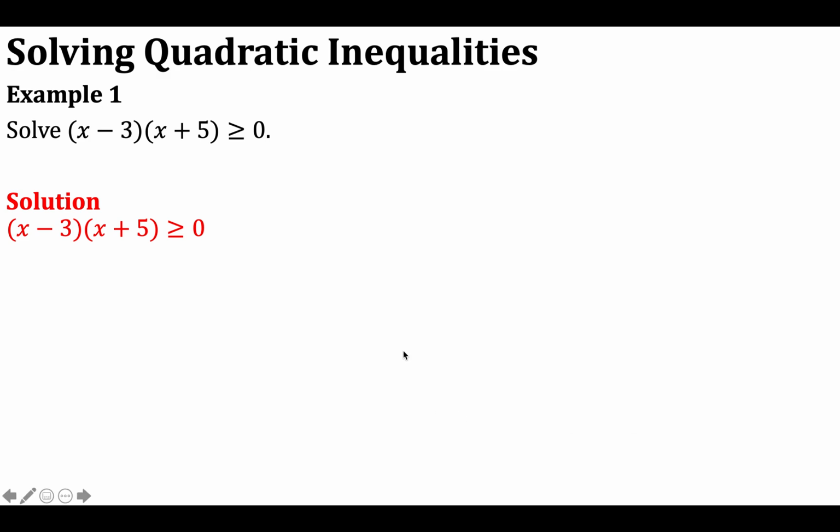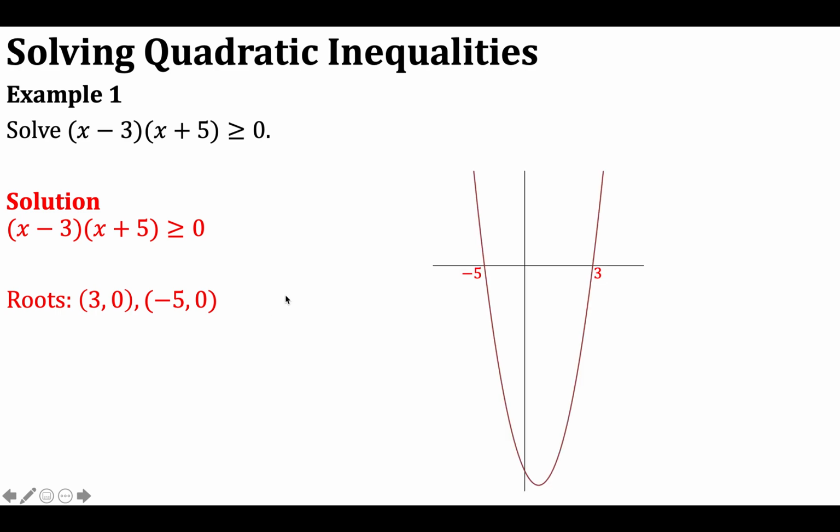So our roots from this bracket would give us x equals 3, so one of the roots will be 3, 0, and from this bracket x would be negative 5, so our other root is negative 5, 0. That allows us to sketch our parabola. It has a minimum turning point because our x squared term will be positive. We'll have a positive coefficient, in this case 1.